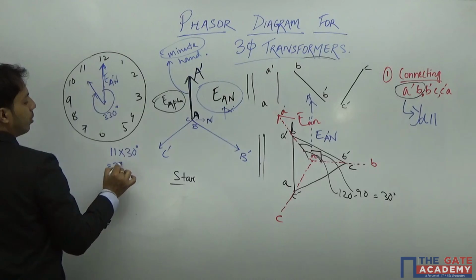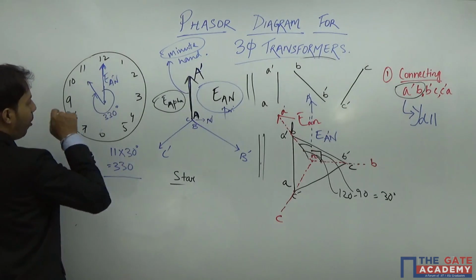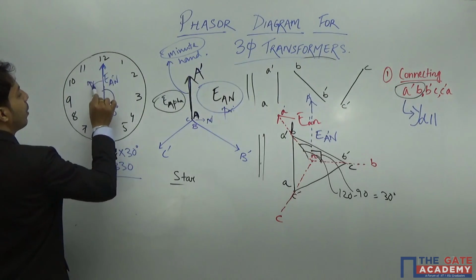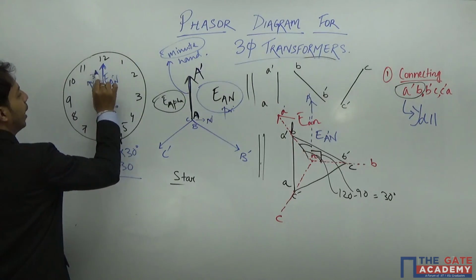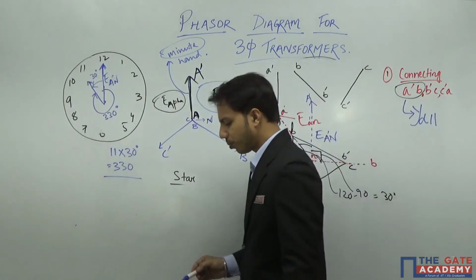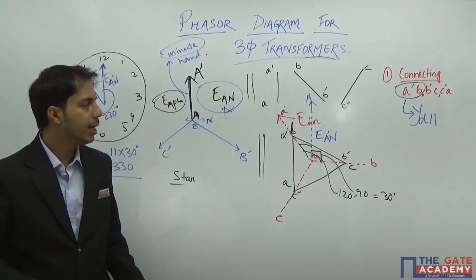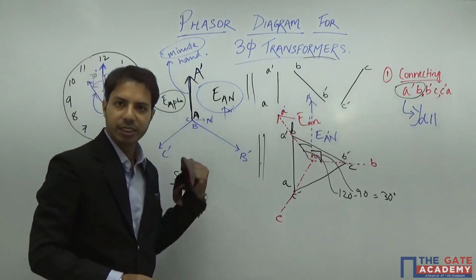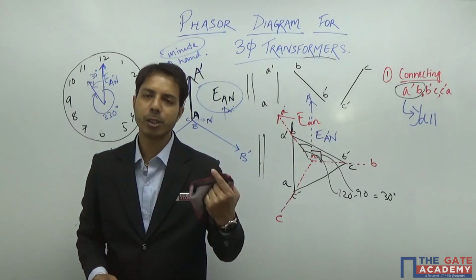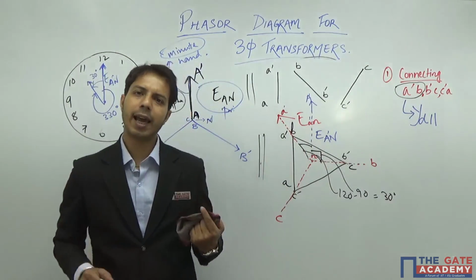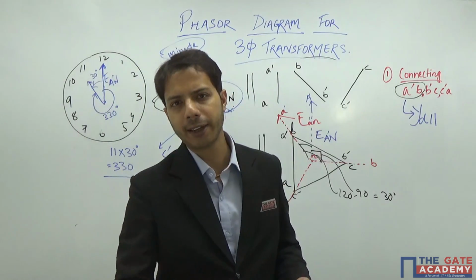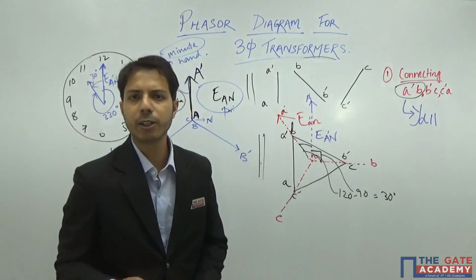330 degree. Or my secondary is leading primary by 30 degree. I can say any of them. Leading by 30 degree and lagging by 330 degree is the same thing. If we go clockwise, we say that we are lagging. If we go anti-clockwise, we calculate the angle, whatever angle it comes, we say that we are leading.